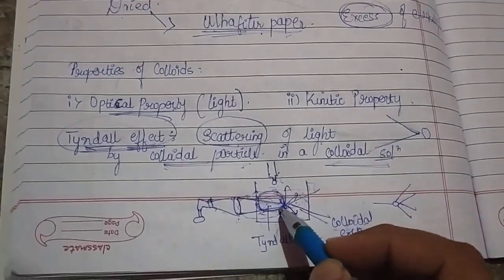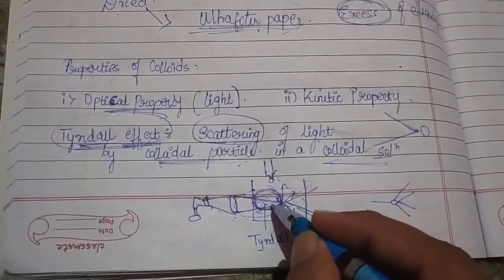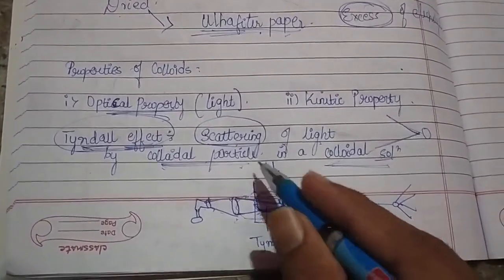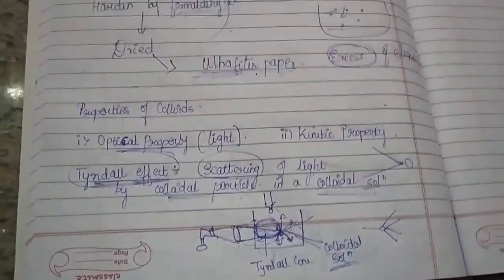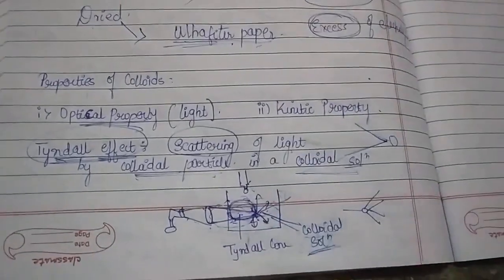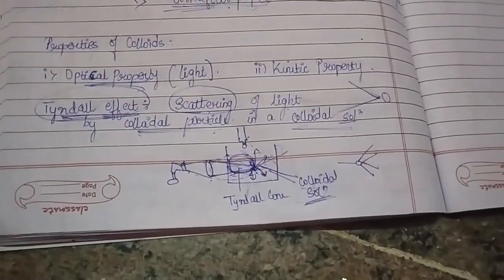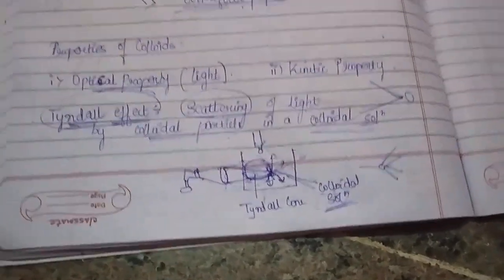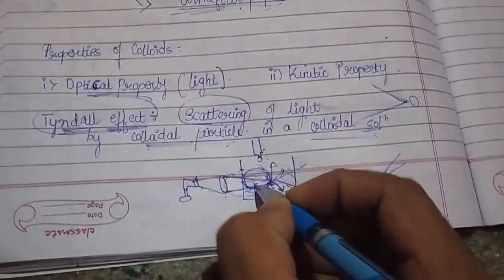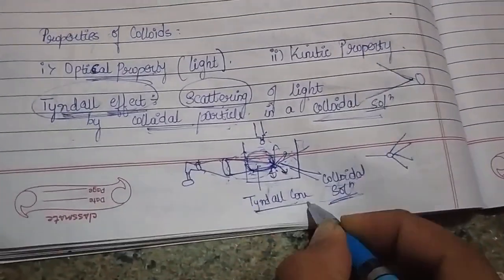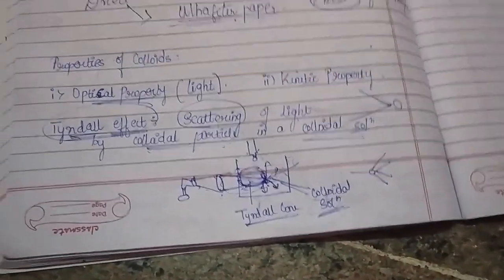And why are we observing it? Because of the scattering of the light by the colloidal particles in all the directions. So this phenomenon is called what? Your Tyndall effect. Okay. So what is this bright cone called? It is called what? Tyndall cone. Now we are able to understand.